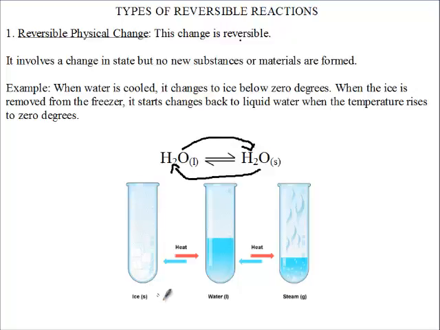So here, ice plus heat will give us water, water plus heat will give us steam. Steam minus heat will give us water, water minus heat will give us ice. So it is still the same water, but changing its state.